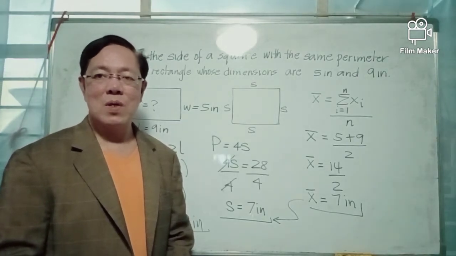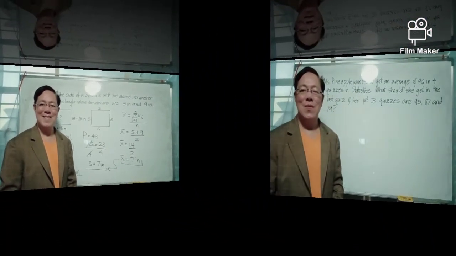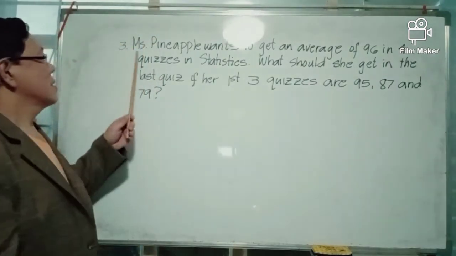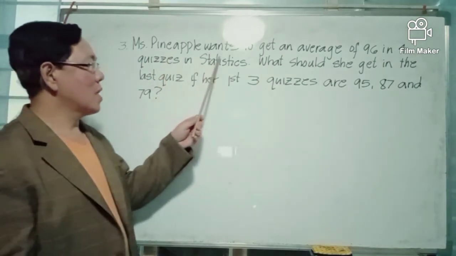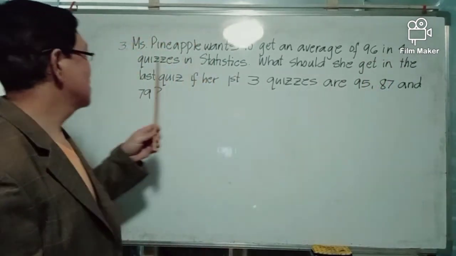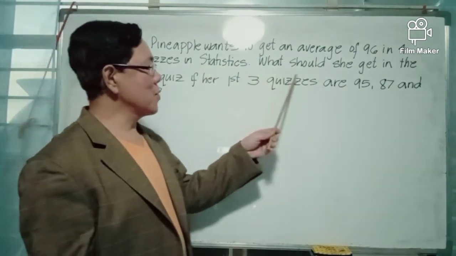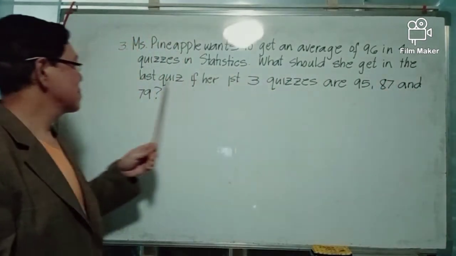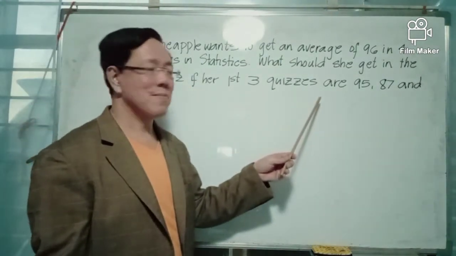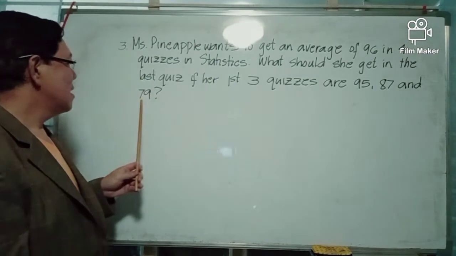We take another example for an application of mean. For our third example, consider the following problem. Miss Pineapple wants to get an average of 96 in 4 quizzes in statistics. What should she get in the last quiz if her first 3 quizzes are 95, 87, and 79?